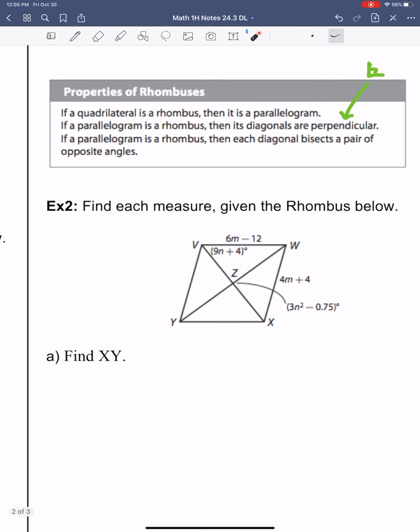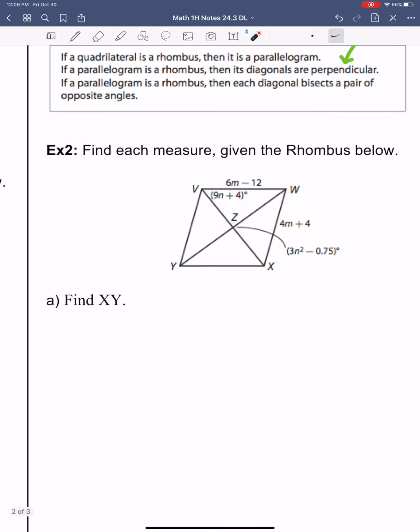So that's a lot of information, right? You can pause that, kind of take that in for a second. I know that's a lot of stuff there. And now let's take a look at this example. It says find each measure given the rhombus below. So we know it's a rhombus, so all those properties are in play here. It says find xy. So xy is down here.